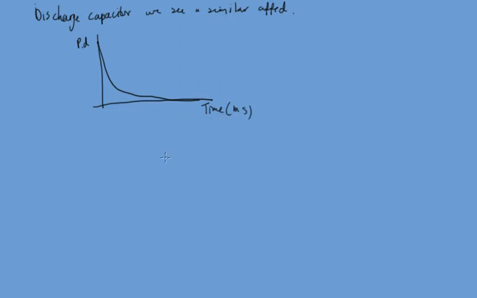And the current is the same as the current shape for the charging. So if you think about it, when we hit discharge, the current is going to immediately start to flow. So it's at its peak and then it trails off.